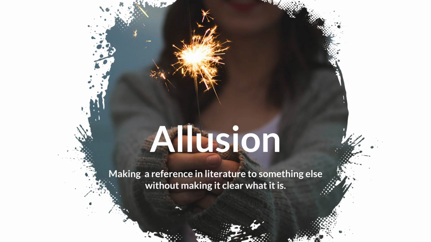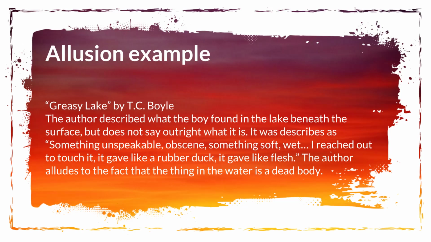So allusion is, my definition is making a reference in literature to something else without making it clear what it is. An example that I chose was from Greasy Lake by T.C. Boyle. The author described what the boy found in the lake beneath the surface, but does not say outright what it is. It was described as something unspeakable, obscene, something soft, wet. "I reached out to touch it. It gave like a rubber duck, it gave like flesh." So obviously the author alludes to the fact that the thing in the water is a dead body.